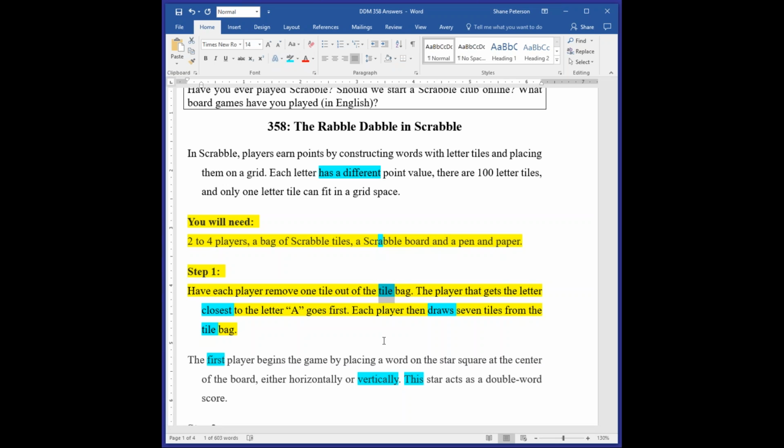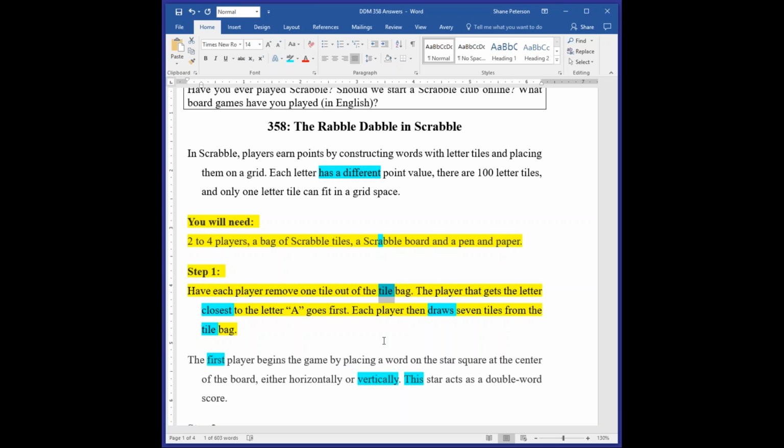How did the tile bag? Good. So tile, I prefer that you're more clear, so you can do like a diphthong, tile. Yes. Out of the tile bag. Out of the tile bag. One more. Out of the tile bag.